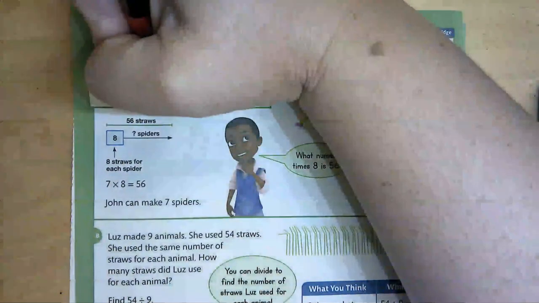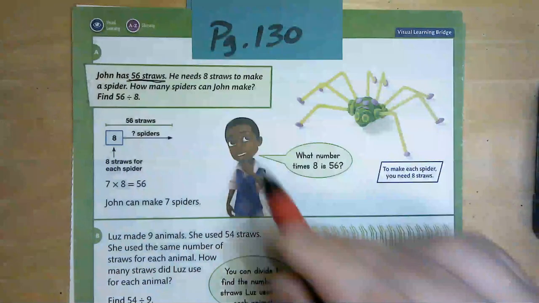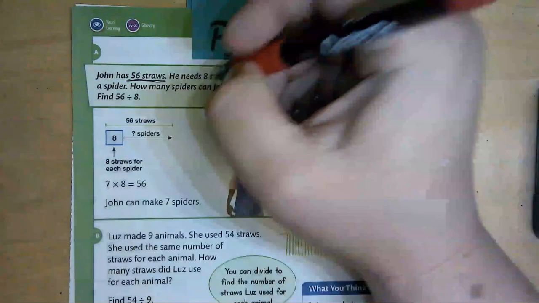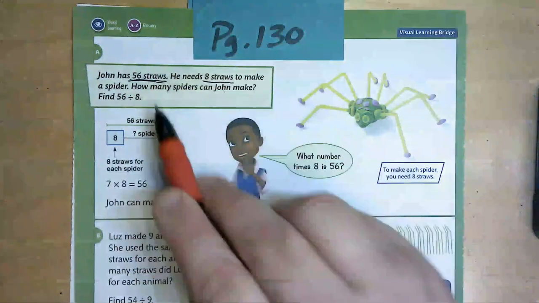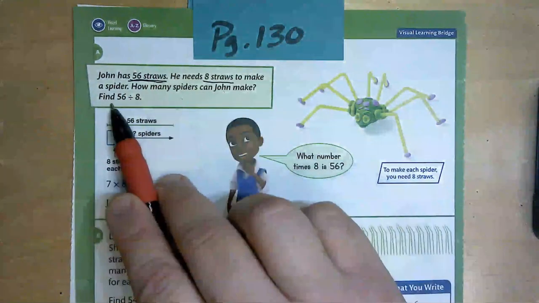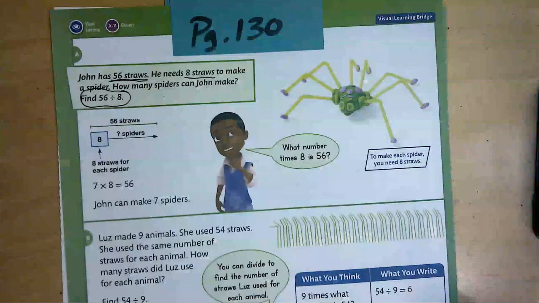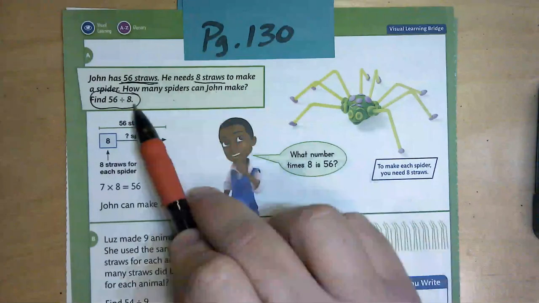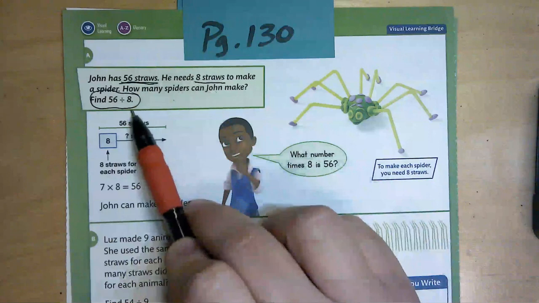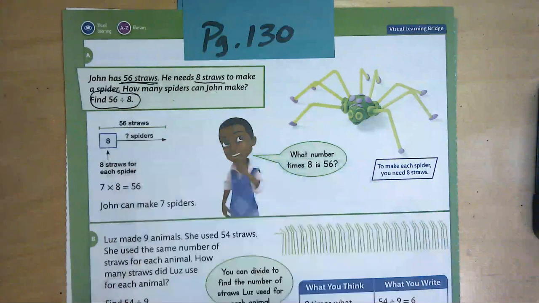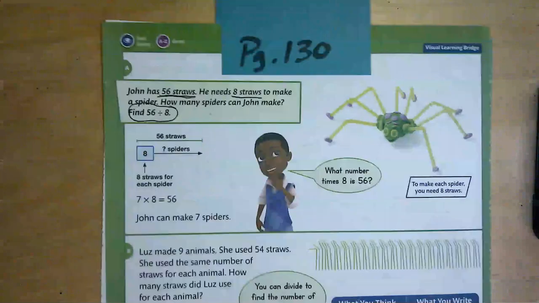We're going to underline the numbers, right? So 56. He needs 8 straws to make a spider. So underline 8 straws. How many spiders can John make? Find, and we're going to circle this, find 56 divided by 8. We underline the important information and circle our question. And there's no question mark because it's just giving us a direction, which is to find 56 divided by 8.